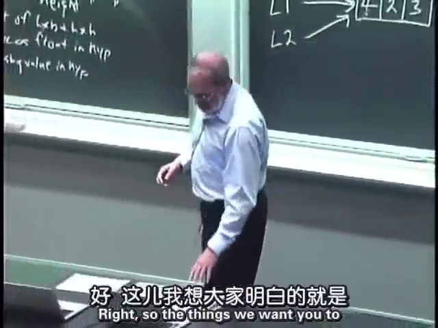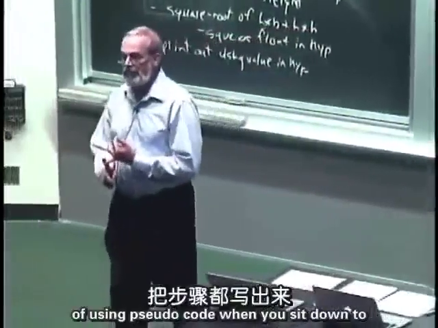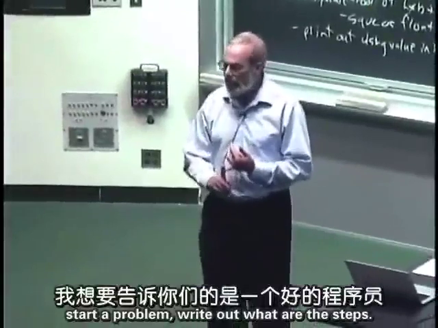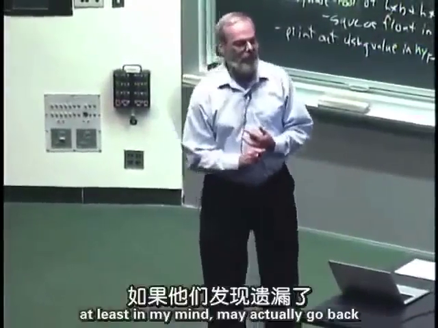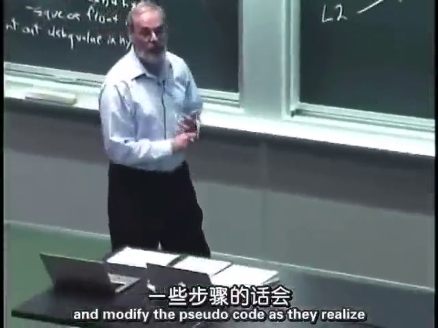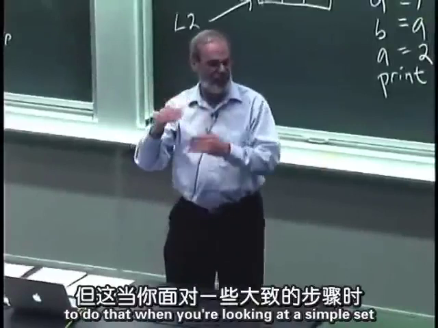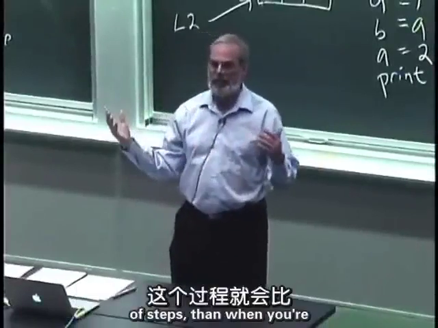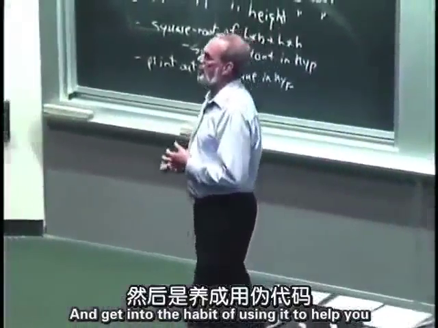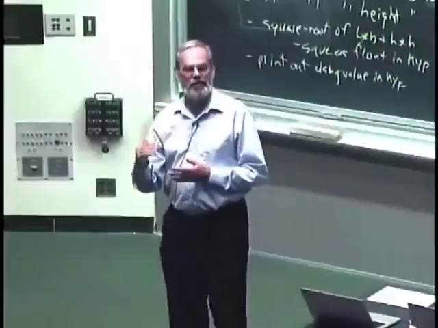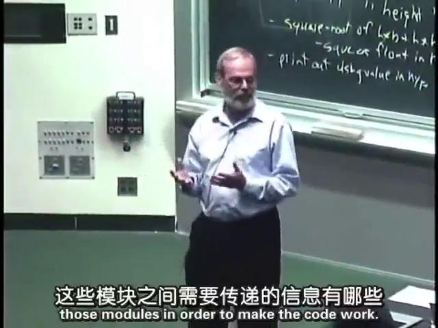All right, so the things we want you to take away from this are get into the habit of using pseudocode. When you sit down to start a problem, write out what are the steps. I will tell you that a good programmer, at least in my mind, may actually go back and modify the pseudocode as they realize they're missing things, but it's easier to do that when you're looking at a simple set of steps than when you're in the middle of a pile of code. And get into the habit of using it to help you define what is the flow of control, what are the basic modules, what information needs to be passed between those modules in order to make the code work.